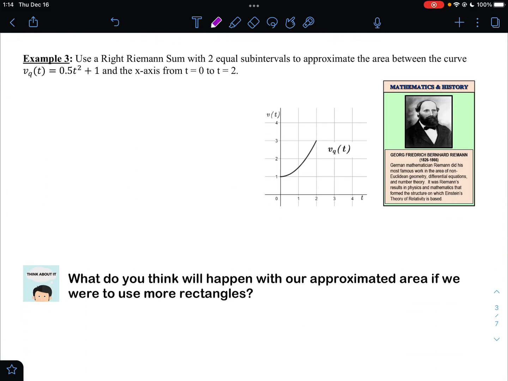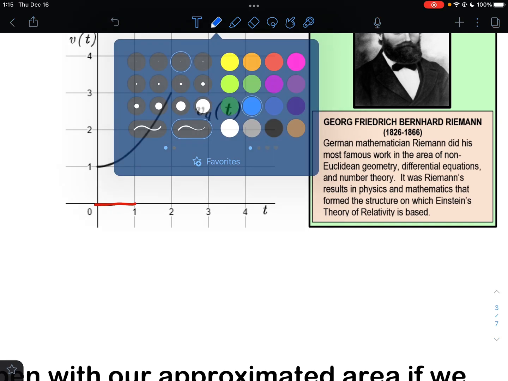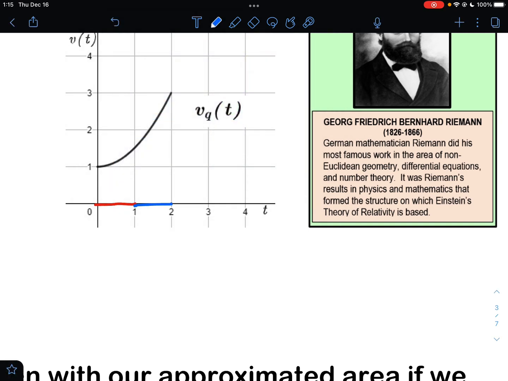Use a right Riemann sum with two subintervals of equal length to approximate the area between the curve and the x-axis from 0 to 2. So once again, we have endpoint minus start point over how many subintervals we're using, and that gives us 2 over 2, or 1. So each rectangle will again be 1 unit long. There's our first rectangle, and there's our second rectangle, 1 unit long each time.